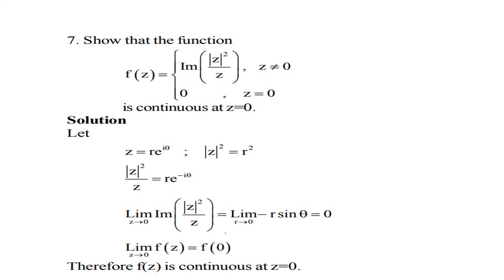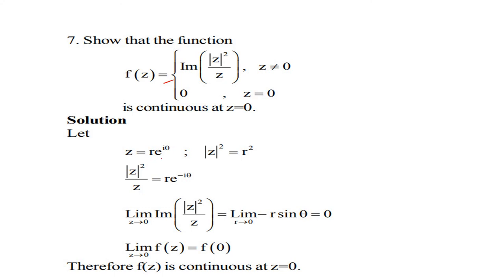Now we have another question. Show that the function f of z equal to imaginary part of mod z square by z for z not equal to 0, and 0 for z equal to 0, is continuous at z equal to 0. So here we have to prove that this function is continuous at z equal to 0. Take the polar form of the complex number. Polar form is z equal to r e raised to i theta, where r is the radius and theta varies from 0 to 2 pi.